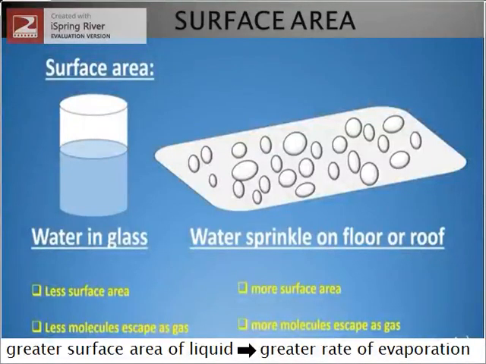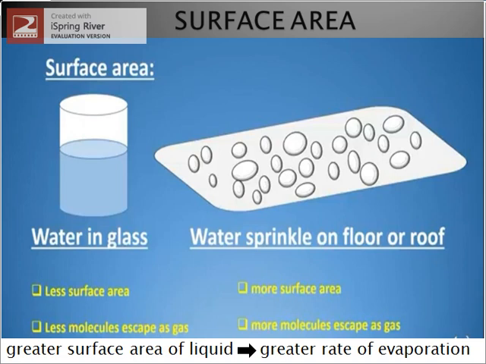First, how the surface area affects the rate of evaporation. Here we will consider two cases. Case 1, we will take water in a glass, and case 2, we will sprinkle the same amount of water on the floor. In the first case, the surface area of the liquid is much less, but in the second case, the surface area is much higher. And we know evaporation is a surface phenomenon.